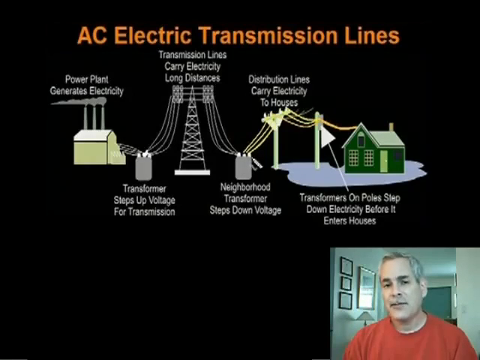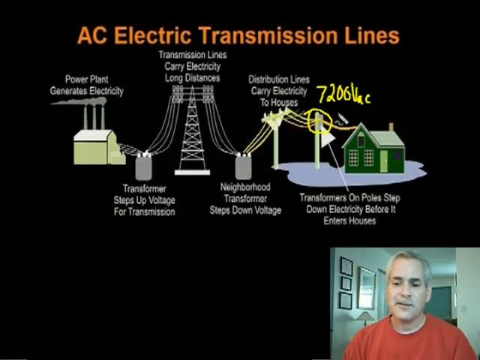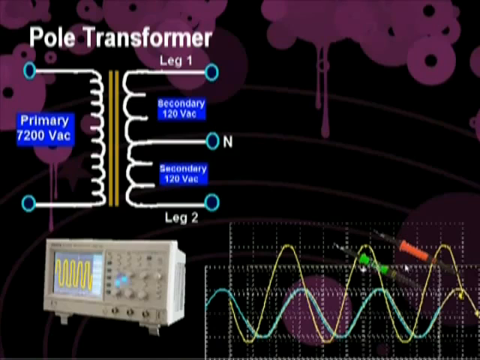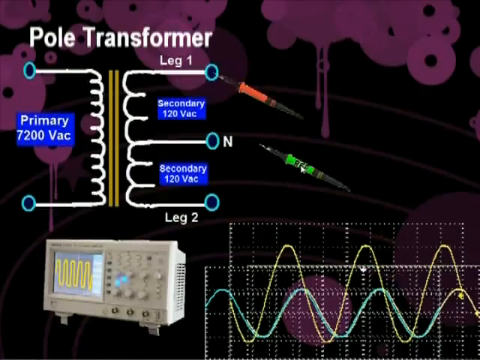Now when it steps down the voltage to say 7200 volt AC, what happens is it gets to the pole outside your home, and there's the pole transformer, and there it's stepped down to 240 volt AC. Now let's take a closer look at the pole transformer. I'm going to make some measurements now.